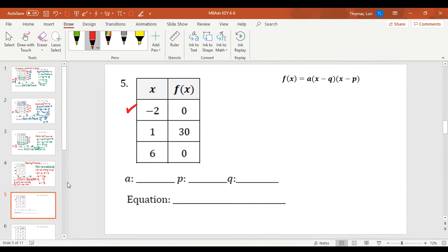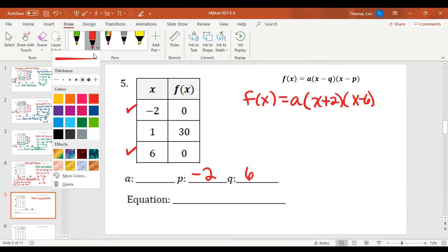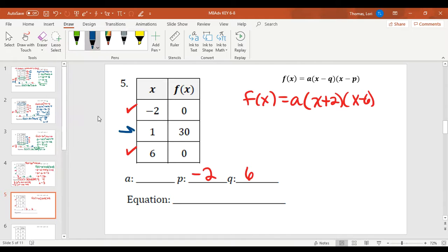So I have my two roots, my p and q values. We're going to plug those in. X minus -2 and x minus 6. We're going to use the other point given to plug in for x and f of x. F of x is 30, x is 1.